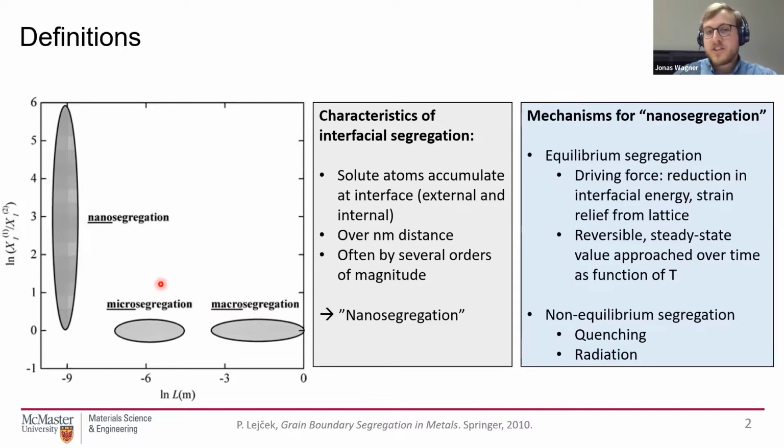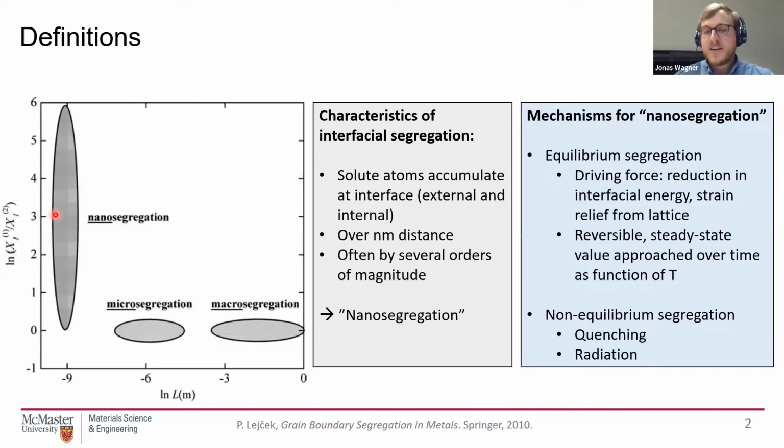But what I want to focus on today is interfacial segregation in the sense of Gibbsian segregation, also sometimes called nanosegregation. And it is special in that it is always associated with an interface that can be external or internal. That means the external surface of our material, or an internal surface like a grain boundary or an inclusion surface, something like that. And it happens always over very short distances of only a few nanometers, sometimes even one atomic layer. And we see an enrichment over several orders of magnitude, as you can see here.